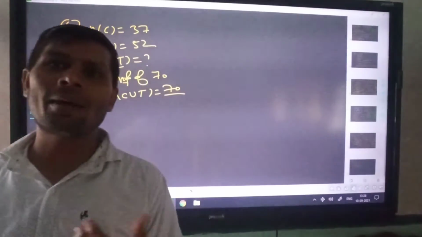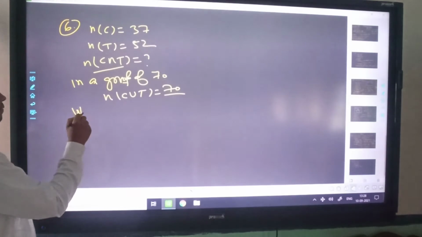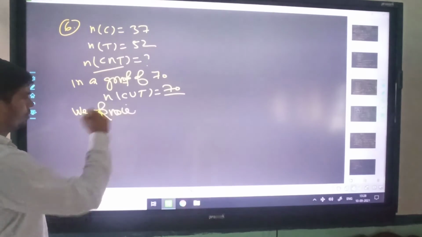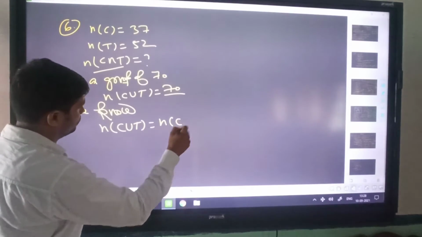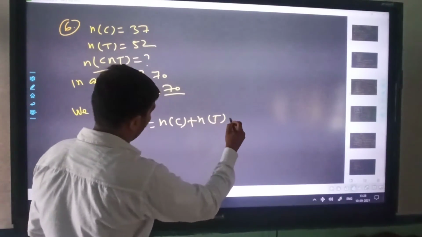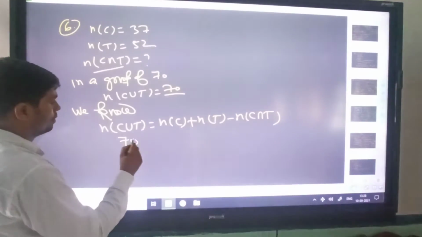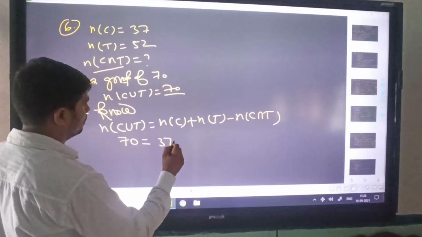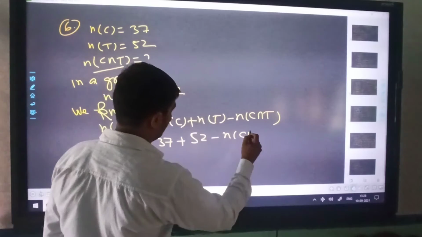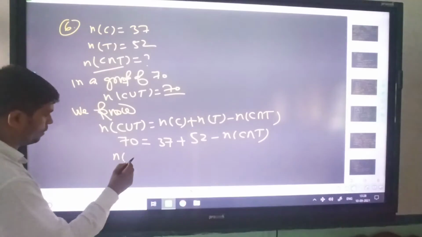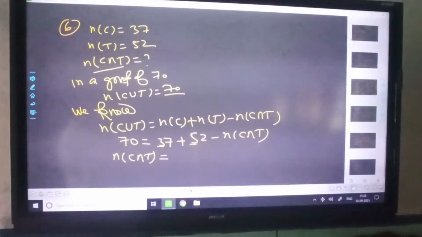So you have to again apply the same formula. We know n of C union T equals n of C plus n of T minus n of C intersection T. So n of this one is equal to 37 plus 52 minus n of C intersection T. Look at this, 30 and 50, 80.